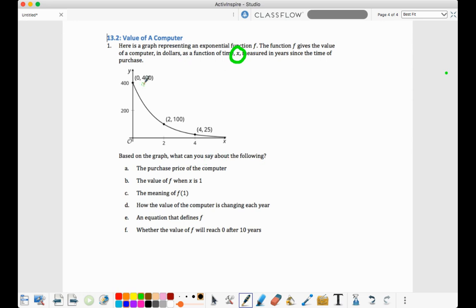So the purchase price of the computer is going to be when that x value is 0. And we can see that at that time, it was $400. Let's look at question B. So again, the purchase price is that initial value or that starting amount. For question B, what is the value of f when x is 1?